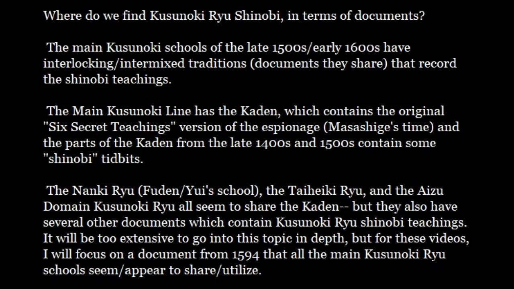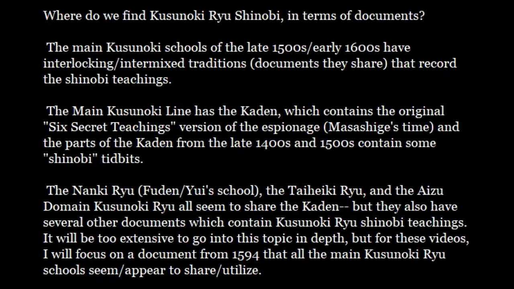So the main Kusunoki schools of the late 1500s and early 1600s have interlocking and intermixed traditions. That's teachings that they share, students they share, documents that they share, etc. Now these teachings that are shared among the main lines record these Shinobi teachings. So for example, the main Kusunoki line has the Kaden, which has the original Six Secret Teachings version of espionage from Masashige's time, which is the 7-part conspiracy.